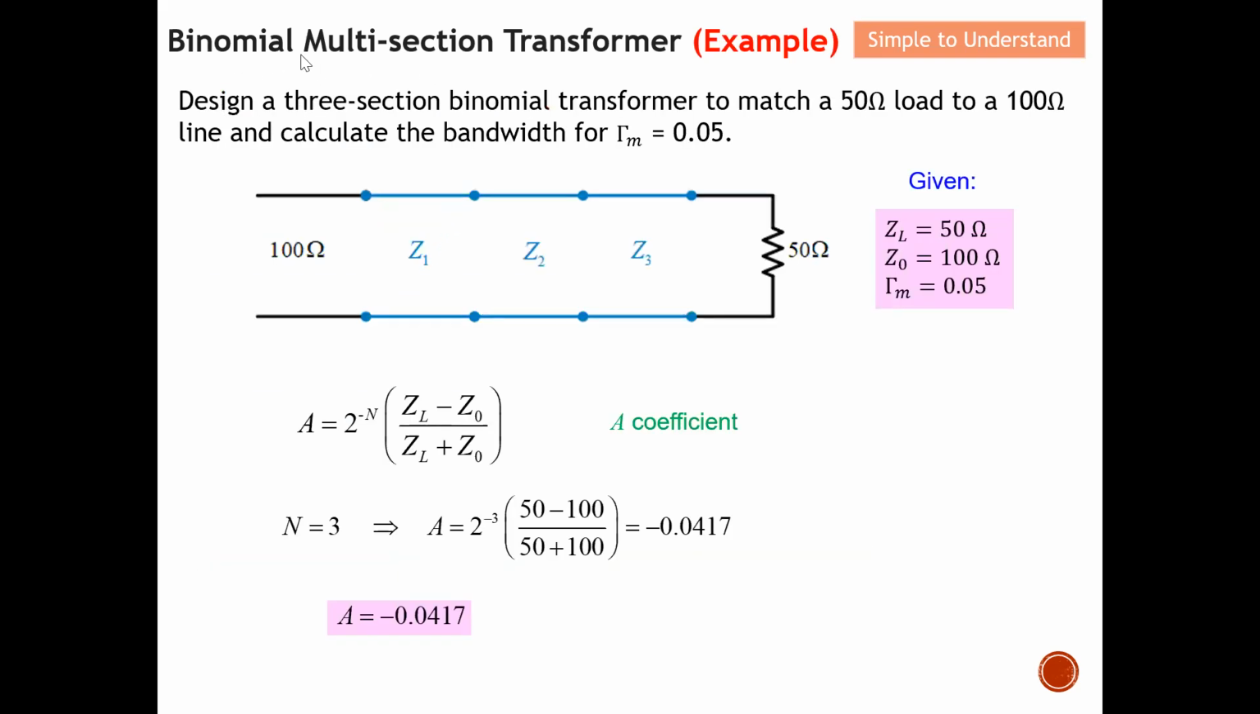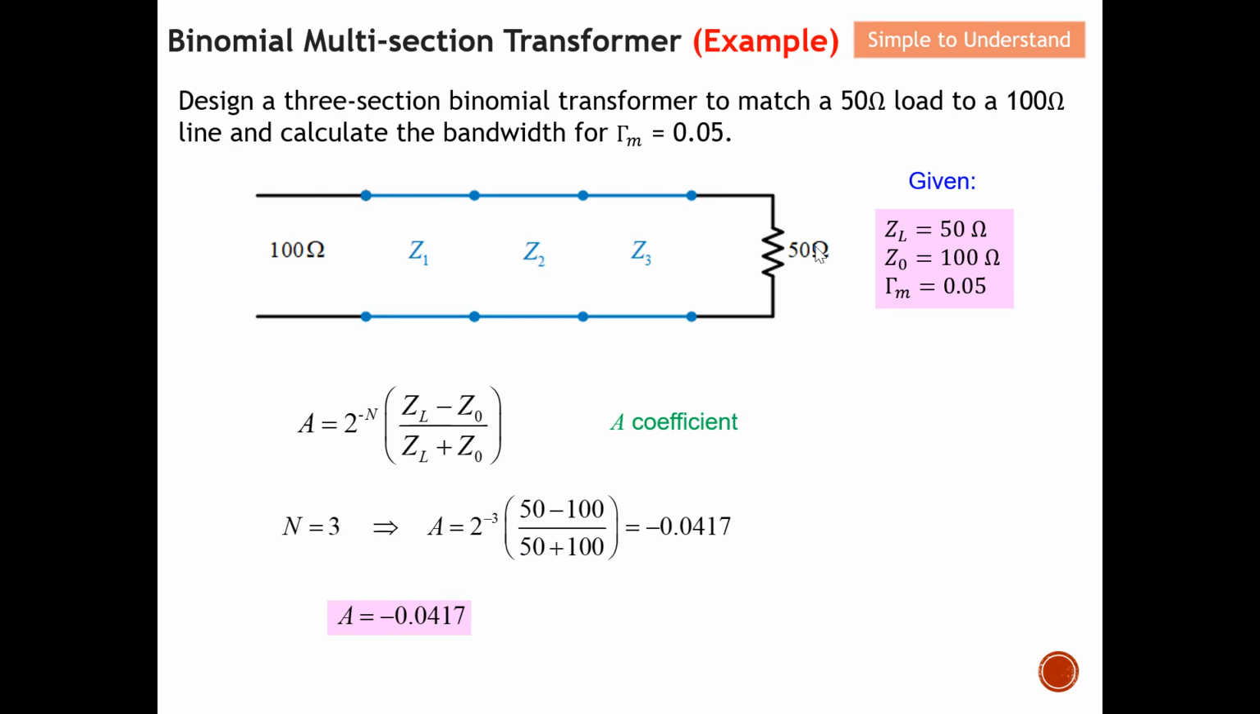The example tasks us to design a 3-section, which means that N equals 3, binomial transformer to match a 50 ohm load to a 100 ohm transmission line. We are also tasked to calculate the bandwidth for transmission. This will be the maximum reflection coefficient, which equals 0.05.